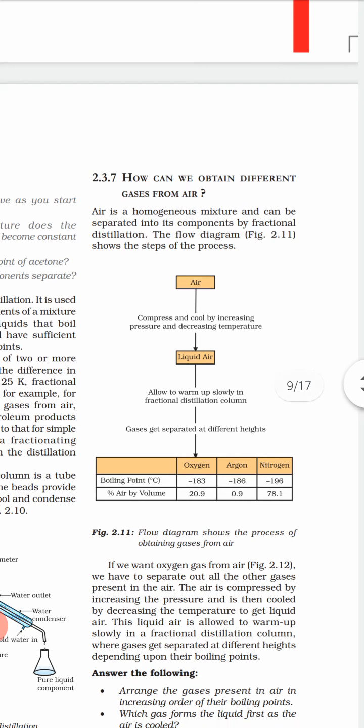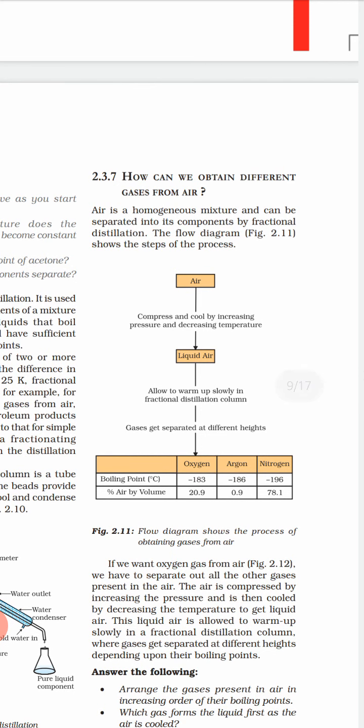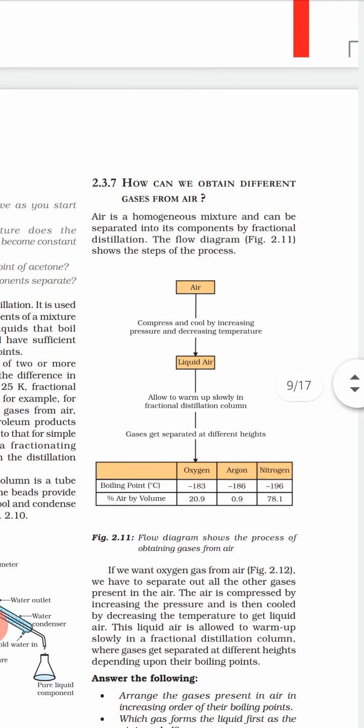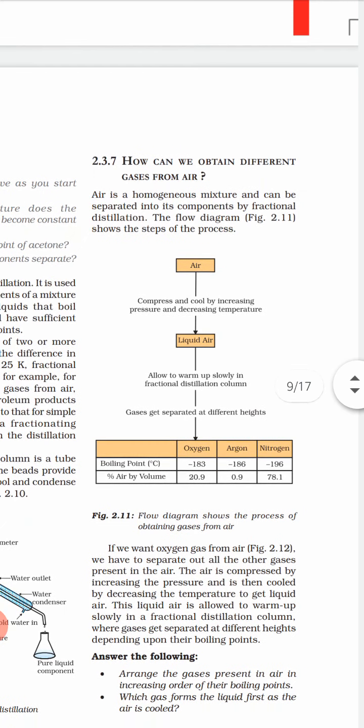Suppose you have all these three gases and you are supplying heat, which one will undergo boiling first? That is nitrogen, because its boiling point is the least of these three. So first nitrogen will boil, then which one? If you see the number line, it is argon, right? After nitrogen it is argon, and then oxygen. So oxygen will boil last.